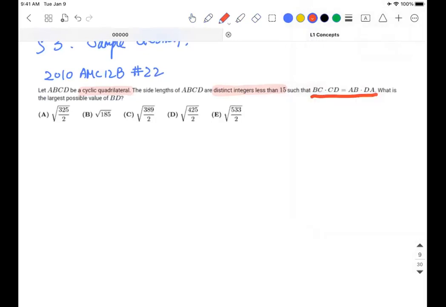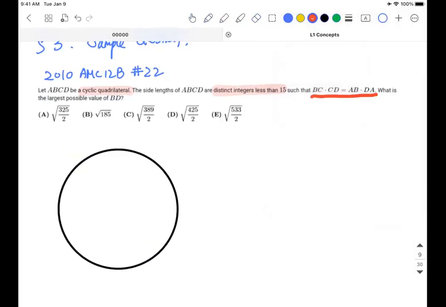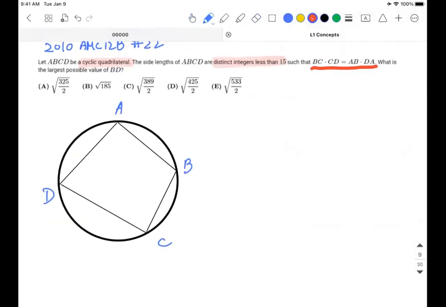As long as you see this, I think your first reaction is to draw a shape. Having a good graph is always important for any geometry problem. So let's draw a graph. You have A, B, C, D, the four sides, all distinct integers less than 50, and you have BC times CD equals AB times DA.